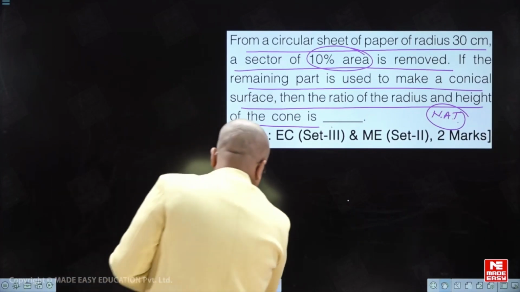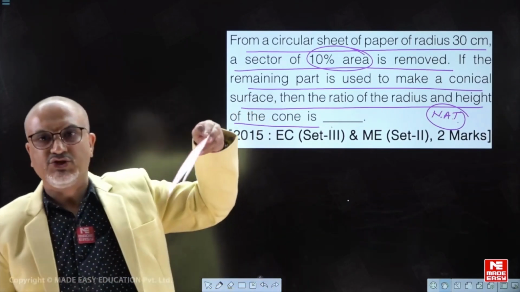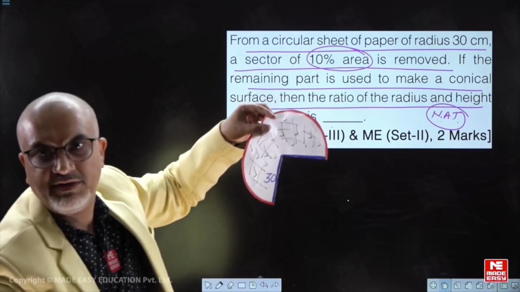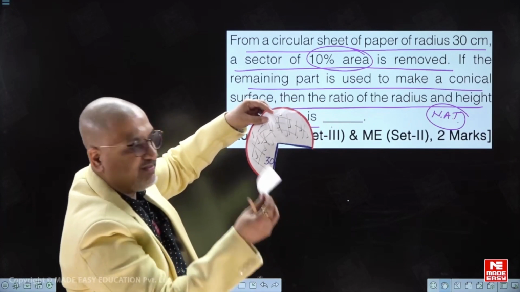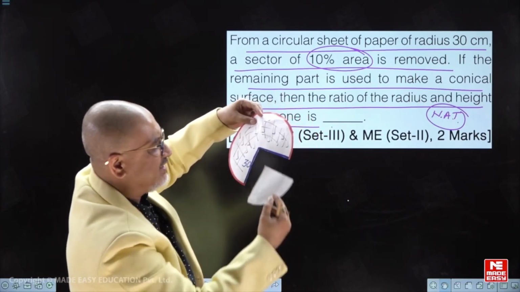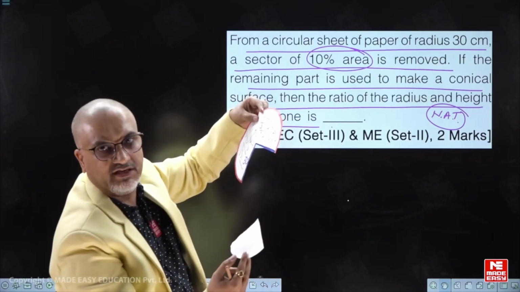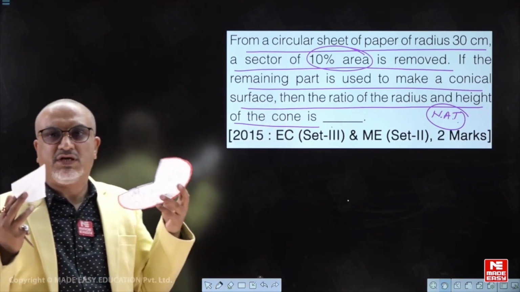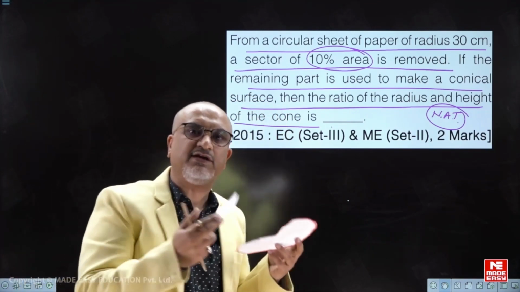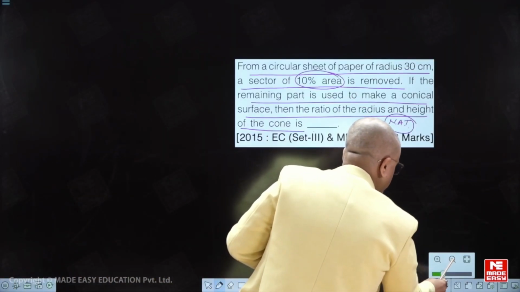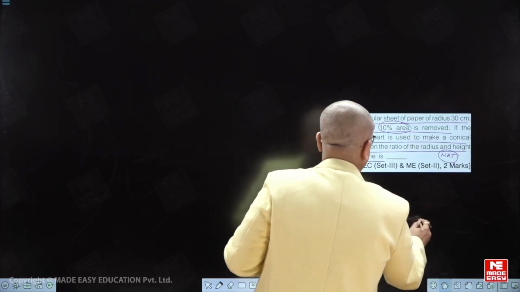So we have here a circular sheet. I have a complete circular sheet of radius 30 unit. I hope it is very well visible. And then this, assume it to be 10%. 10% area has been removed, taken out, discarded from here, right? Now we'll understand a few concepts and then I will take on the question. Let's discuss a couple of important concepts which can be of immense help in solving questions based on this.